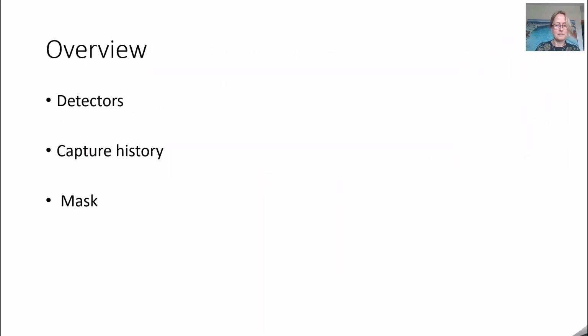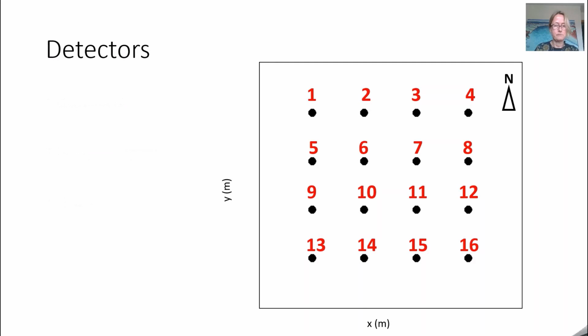So we'll start with the detectors and then speak about capture history and the mask. And I chose this order as information from the detectors flows into the capture history and the mask. Let's start with the detectors. So we need information on the coordinates of the detector locations. So we need to have the coordinates using a Cartesian coordinate system.